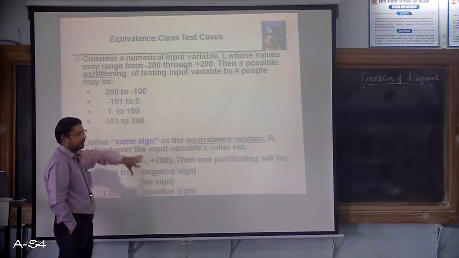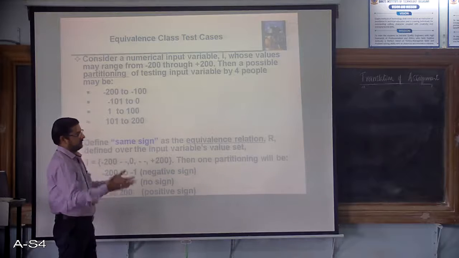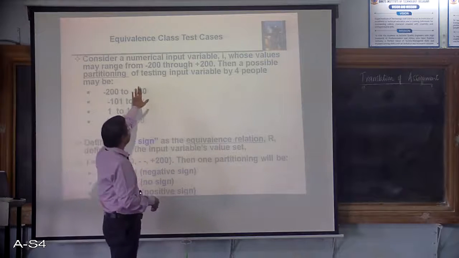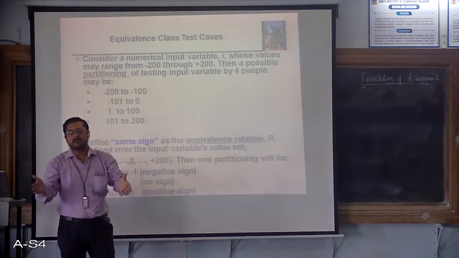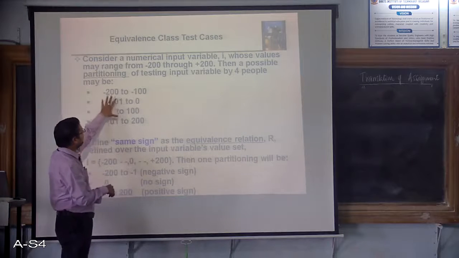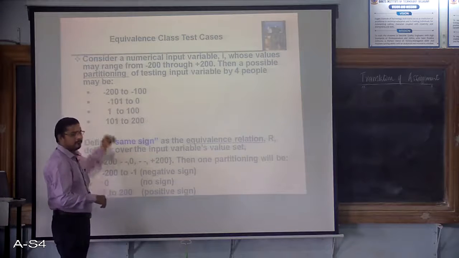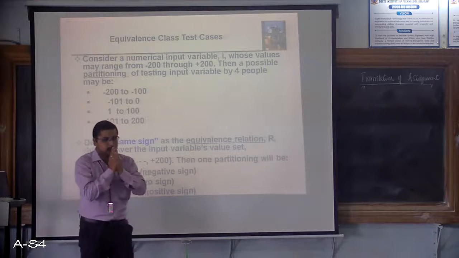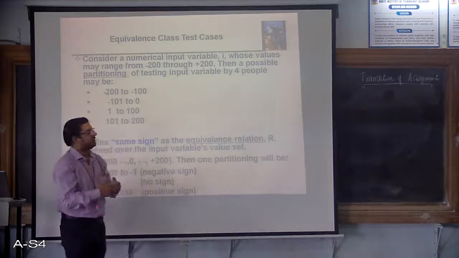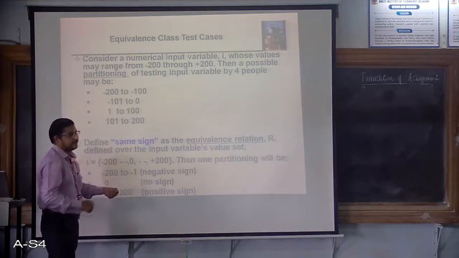101 to 200 is one class. If you want to check the numbers in between -200 to +200, it is a very lengthy amount of data. So that's why that particular data is going to be divided among 4 partitions. Based on what logic are we going to make the partition? Depending on the same sign.